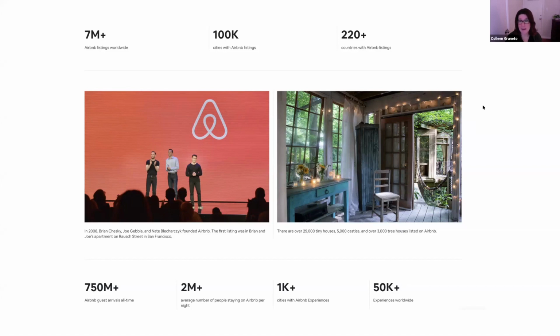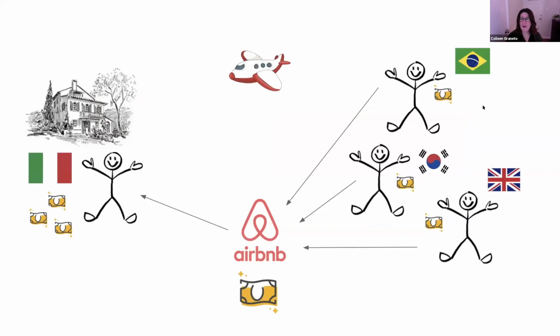Guests on average are staying in an Airbnb every night. So let's take a second and think about that complexity when it comes to money movement, and moving that money between guests and hosts all around the world. I've oversimplified it greatly with this fun little diagram here, but a way to think about it is we have a host in Italy ready to rent his beautiful Italian villa, and we have guests coming from all over the world to stay with that host in Italy.